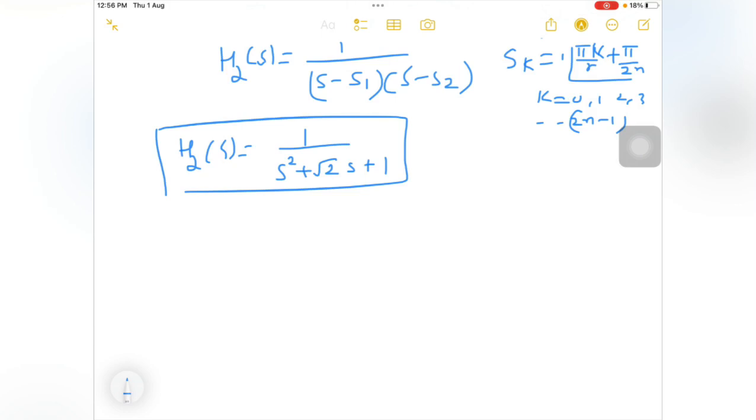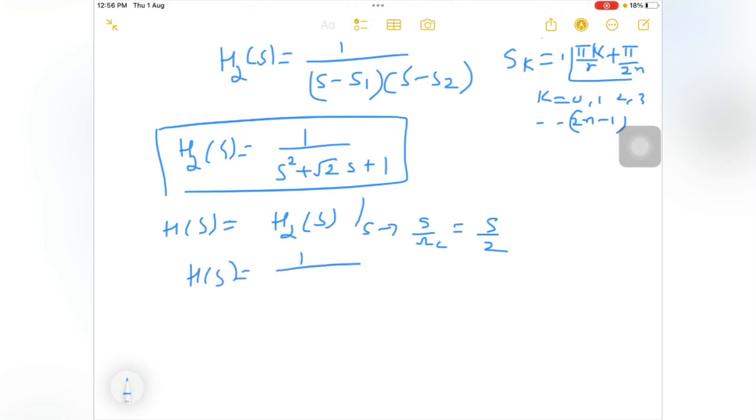Now from this we can calculate H of s. What is my H of s? H of s is equal to H2 of s, where s is replaced by s by omega c, so s divided by 2. You can substitute. You will get H of s is equal to 1 divided by (s by 2) whole square plus root 2 into (s by 2) plus 1.